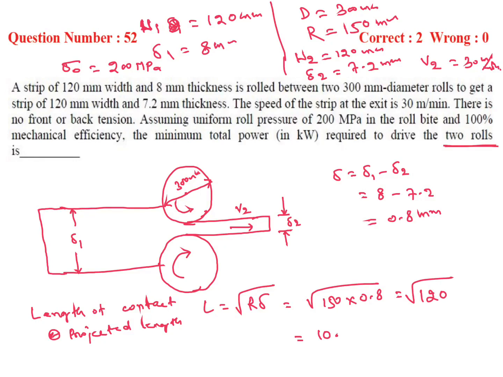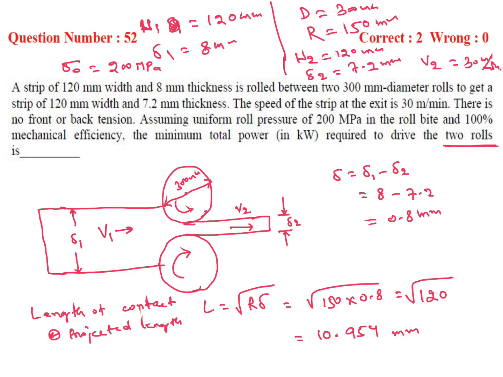If you solve this one, 10.954 mm. This is projected length L. Then we have to calculate the projected area. V1 is the initial velocity, the entering velocity, and V2 is the exit velocity.